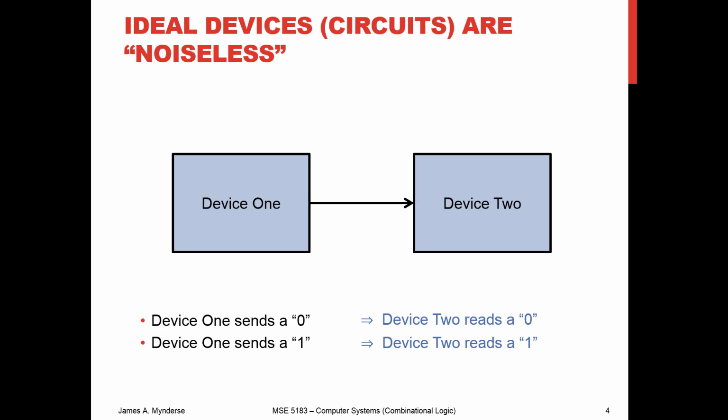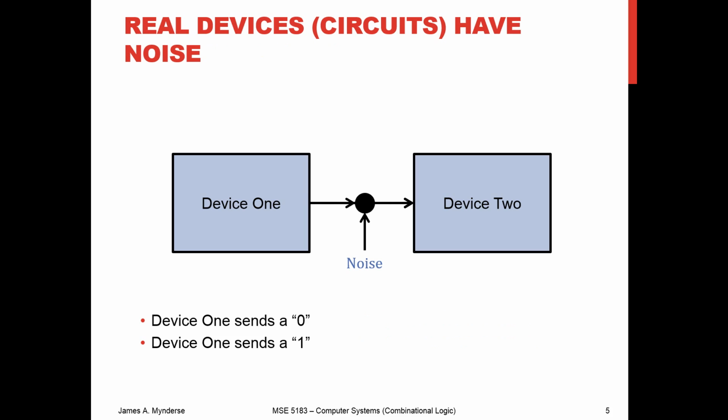But the systems that we deal with are not ideal, and they're not noiseless. There is some noise, and it may be injected between these two. And so if device 1 sends a 0, and then you add in some noise, well, now device 2 might read a 0 or a 1, and you don't really know what's going to happen. And if device 1 sends a 1, and then you add in some noise, you don't know whether it's going to be a 1 or a 0.